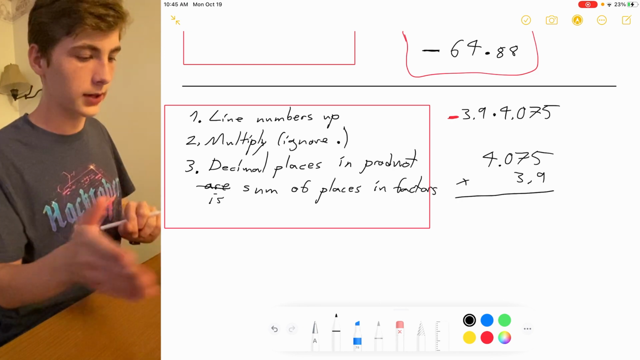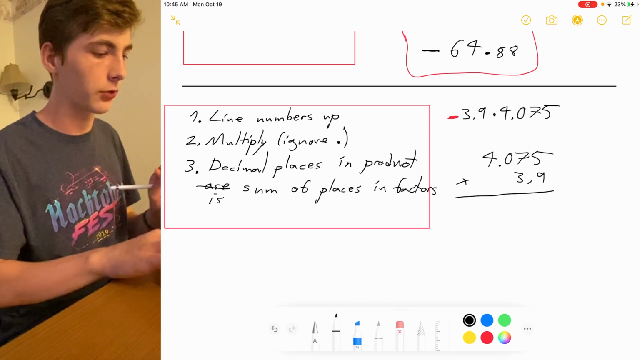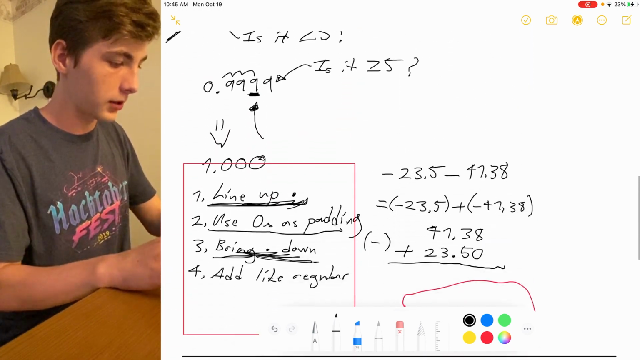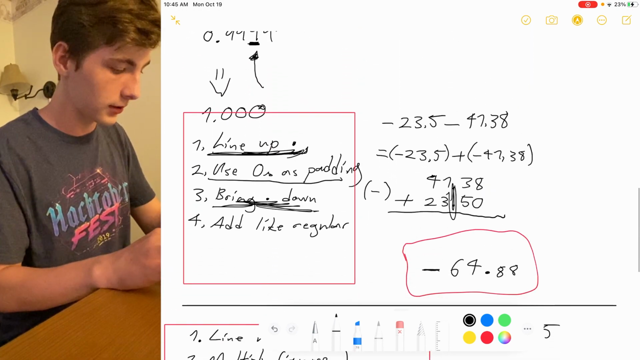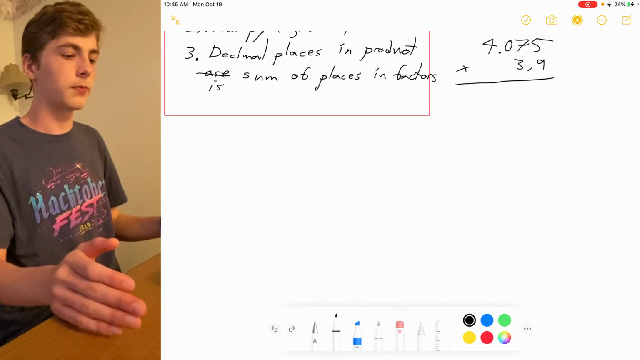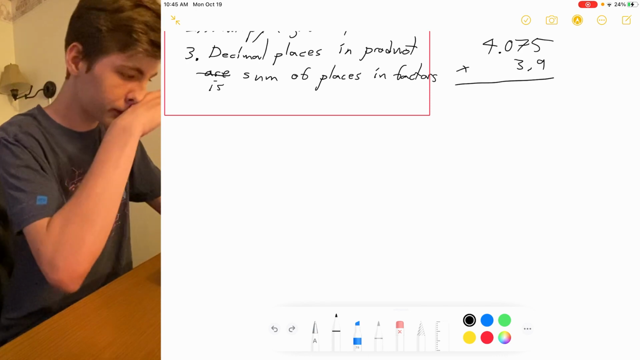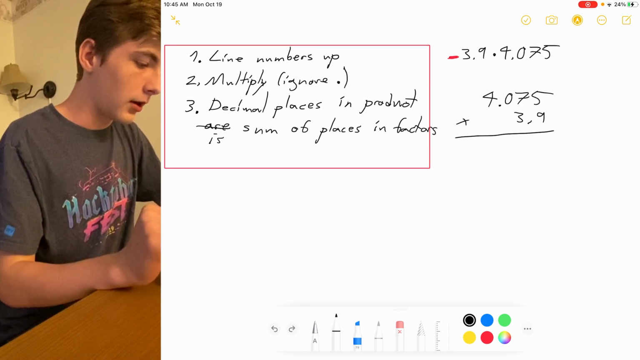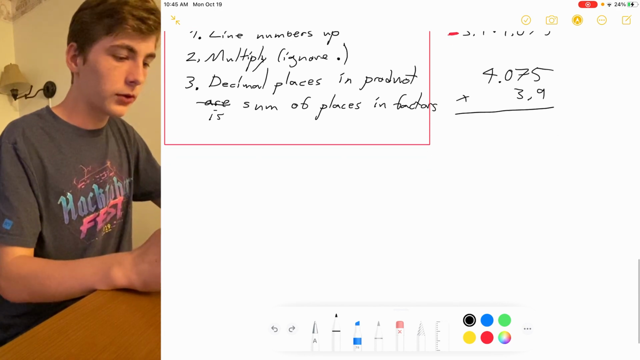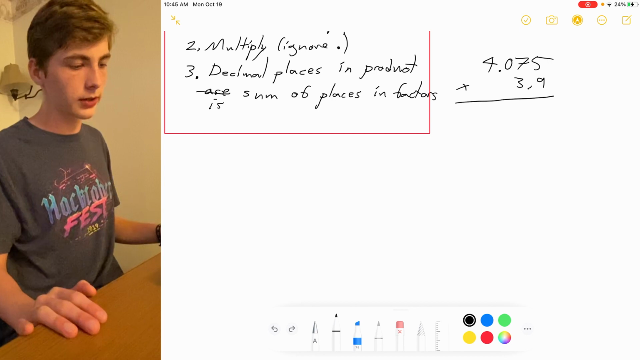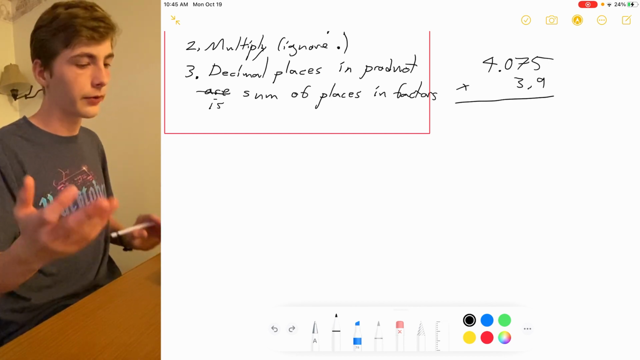We've lined the numbers up so that they're both on the right side. We're ignoring the decimal point. We're not lining up the decimal point like we did with addition, when we lined those up. We're not worrying about the decimal point. We're just multiplying these two numbers, and we're going to multiply and ignore the decimal points. Pretty much for multiplication, you get to ignore the decimal points until the very end.